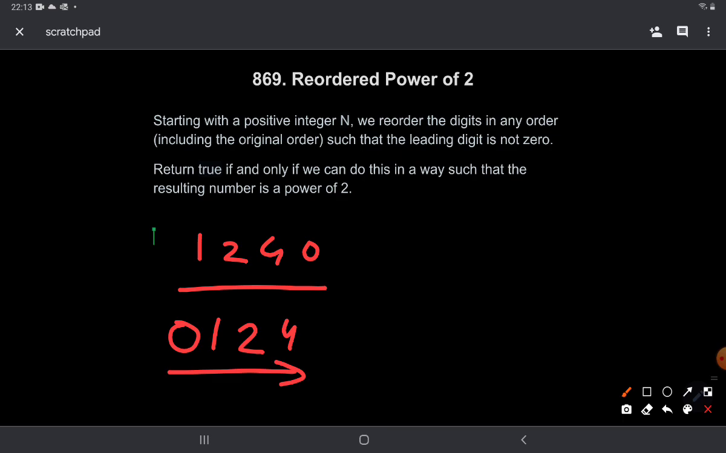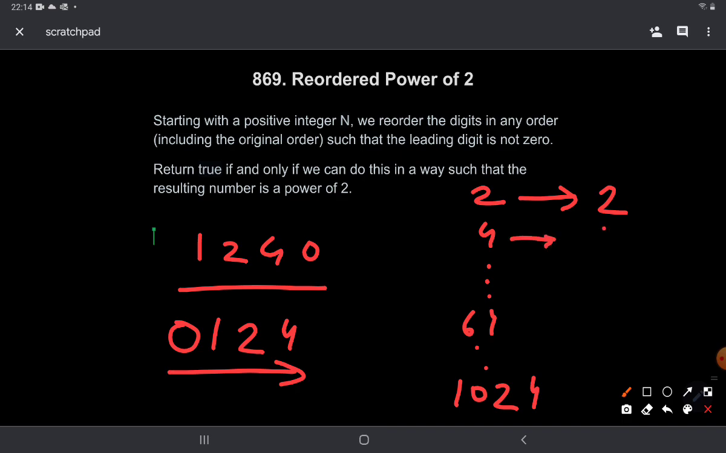Now I can also maintain a list of all the powers of 2 and then sort the digits in ascending order. So the powers of 2 would be something like 2, 4, 64, so on and so forth, and 1024 would also be one of the powers of 2. I would store these digits in ascending order. So 2 would be stored as 2, 4 would be stored as 4, 64 would be stored as 46, and 1024 would be stored as 0, 1, 2, 4.